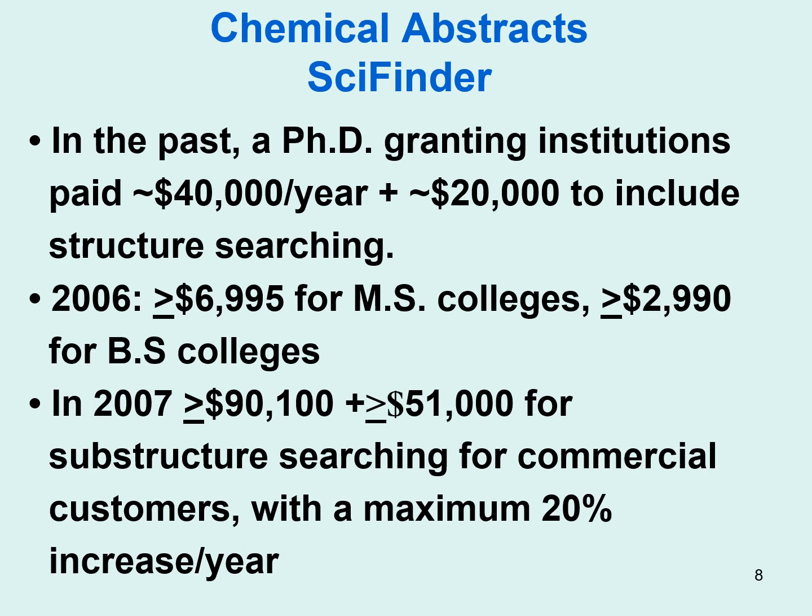This is old information from several years ago. It's the last time when Chemical Abstracts actually told people how much it cost. About 10 years ago, it cost about $40,000 a year, another $20,000 to include structure searching, which we'll see is very important. For master's degree colleges, which doesn't apply to us because we grant PhDs, the cost was much less. In industry, you can expect to spend over $100,000 every year for access to SciFinder, which is why a lot of companies cannot afford this, and they choose to search STN, where you pay for each search.